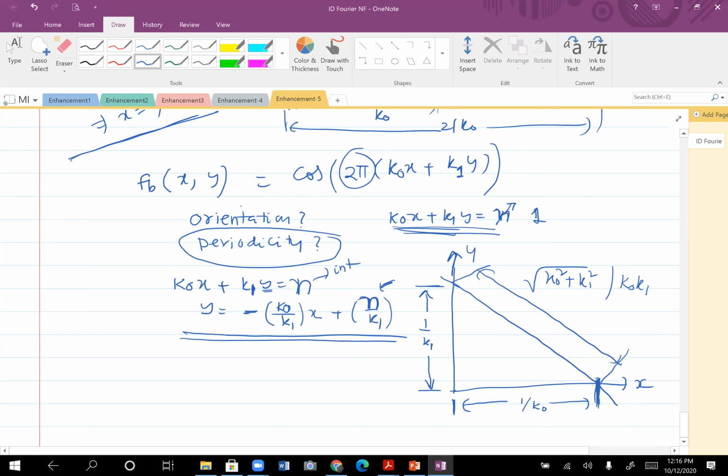Now, if you find out this distance, which let's call L, that would tell us with what value it is periodic. And if you find out this theta, that will tell you in which orientation it is periodic. Aren't they enough to figure out theta and L? Given this, won't you be able to find it out? What you end up with here is very simple math.